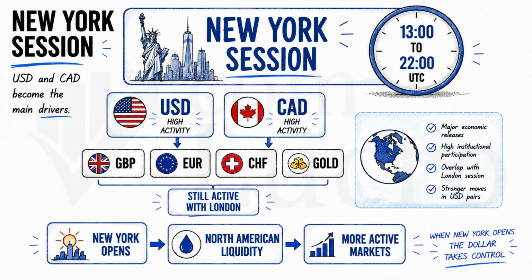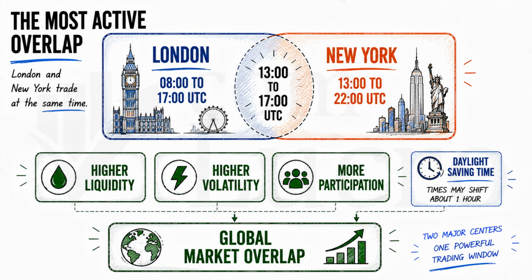The final major period is the New York session, which runs roughly from 1300 to 2200 Coordinated Universal Time. During this session, the US dollar and Canadian dollar become highly active. The British pound, euro, Swiss franc, and gold can also remain active, especially while the London and New York sessions overlap. The London and New York overlap, roughly from 1300 to 1700 Coordinated Universal Time, is often one of the most liquid and volatile periods of the trading day.